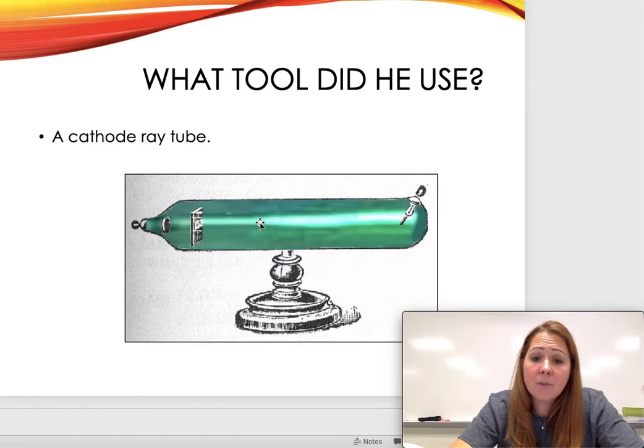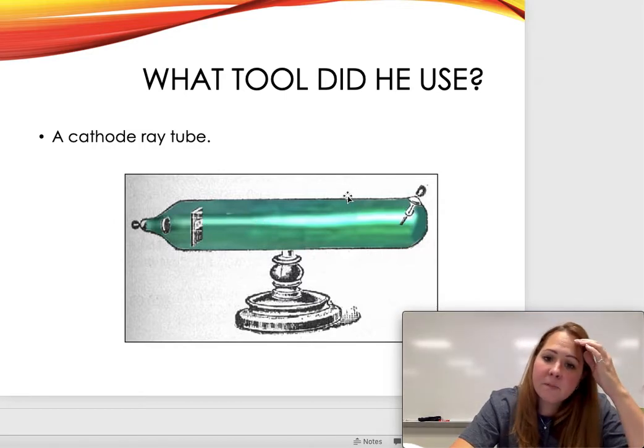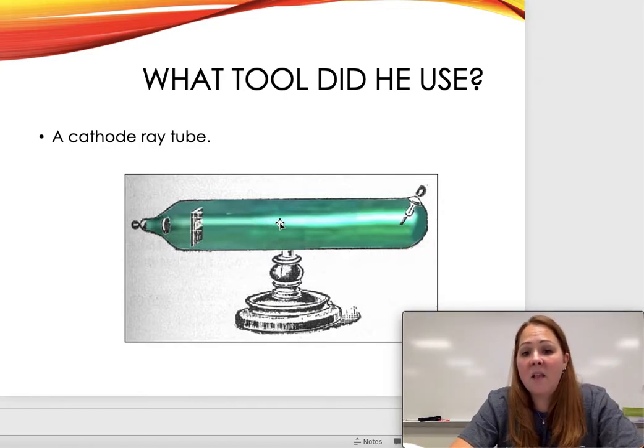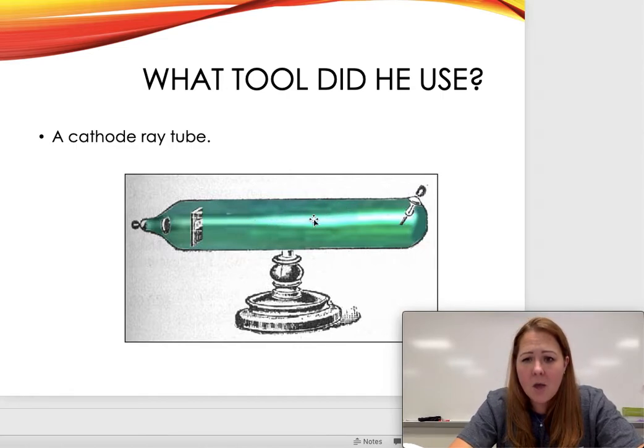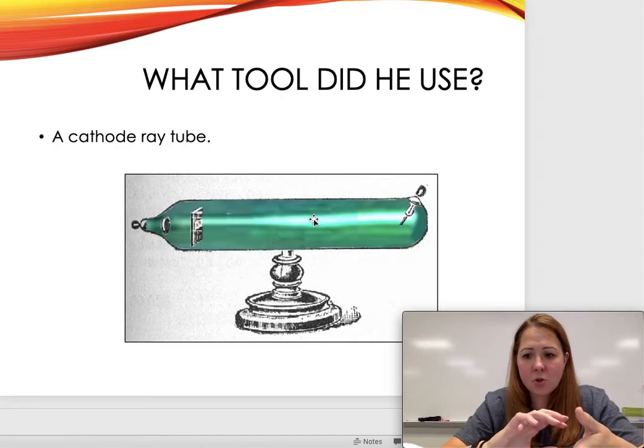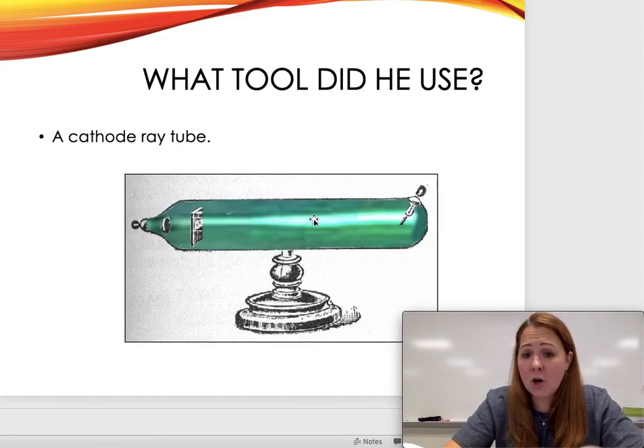But then if he took the positive end of the magnet and put it up to the glass up here, then the line of light was attracted to the magnet. Well, we know that with magnets, opposites attract. So with those opposites attracting, he figured out that there has to be something that was negatively charged inside of the atom.